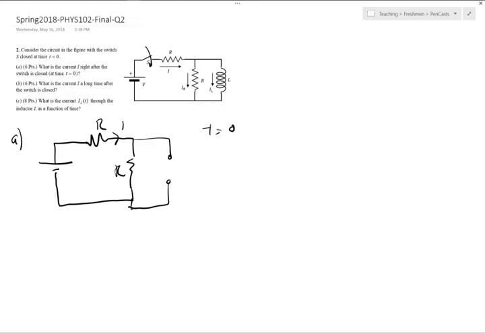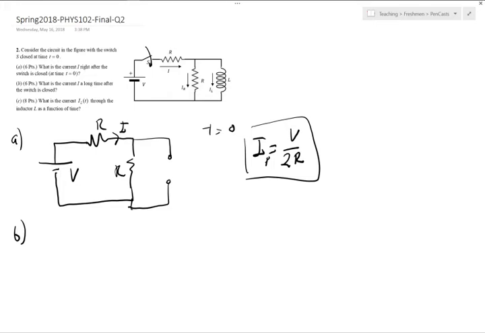So we are asked to find the current I. This is V. Clearly, I have two resistors in series. So the initial current will be V over 2R. Right. How about the final current?